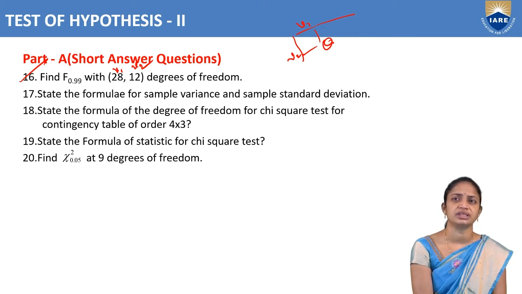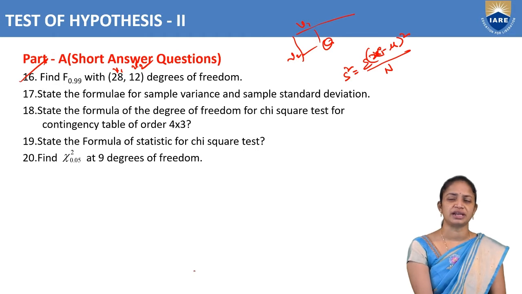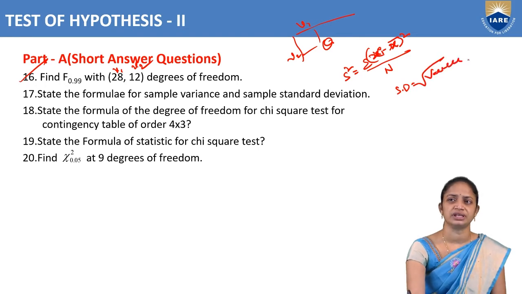Next, state the formula for the sample variance and the sample standard deviation. The sample variance is denoted by s square, equal to summation xi minus x bar whole square divided by n, or we can take n minus 1. Or we can take summation xi minus mu whole square by n. And standard deviation is always nothing but the under root of variance.